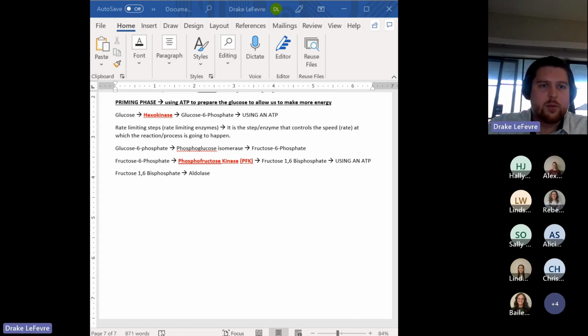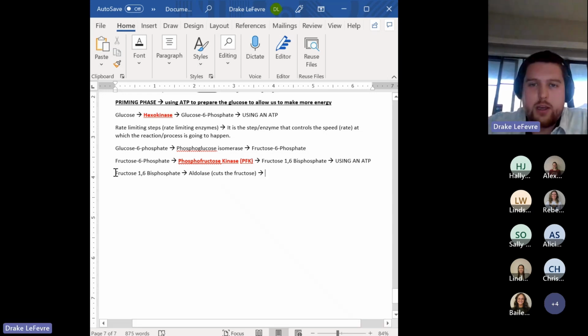So aldolase is a little bit different. It's not one that we've talked about a lot. But an aldolase, really its job is going to be to split the fructose. So it cuts the fructose 1,6-bisphosphate.